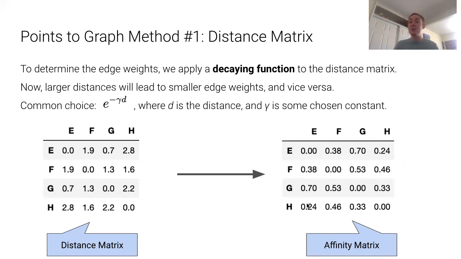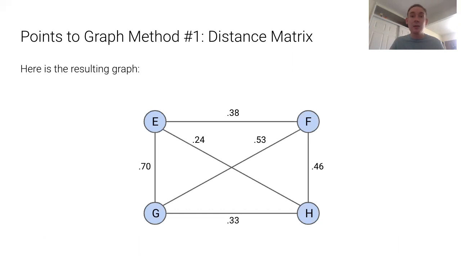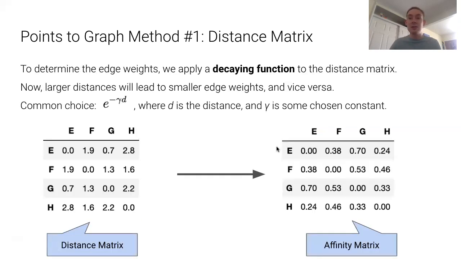So that's one way to create a graph based on our data: we look at the distances between the points. Here's what that graph looks like. I have E, F, G, and H, and I have edges between all of them, and the edges are labeled with the weights like so. This is just the graph representation of the adjacency matrix or affinity matrix on this slide.